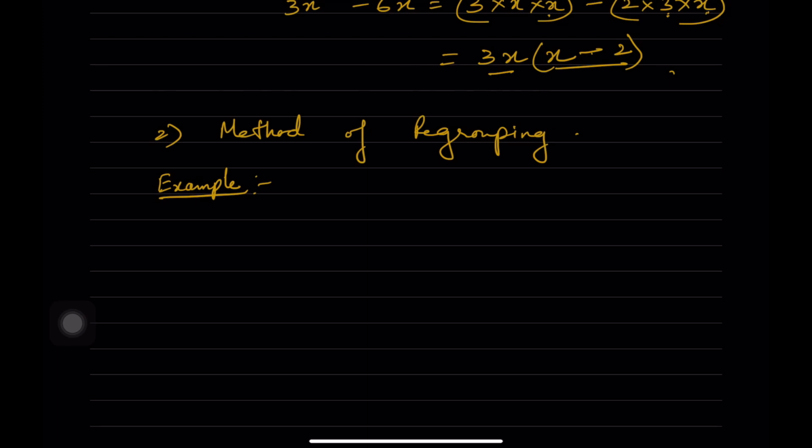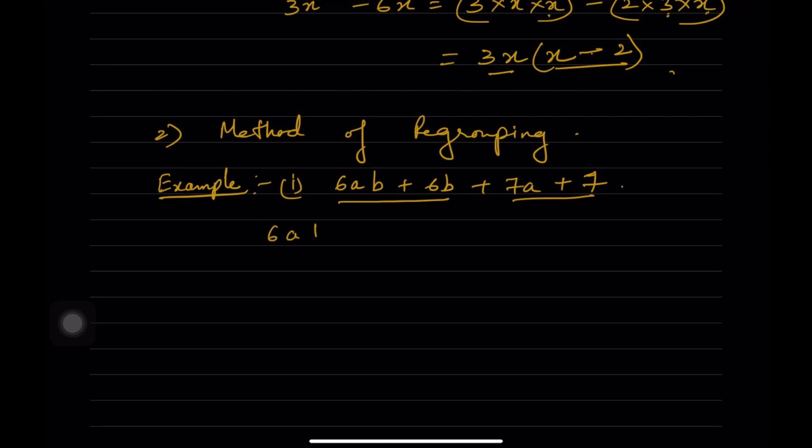Suppose I take the first example as 6ab plus 6b plus 7a plus 7. Now in this whole expression, you cannot take one factor common throughout, because these two have a different common factor and these two have a different common factor. So let's see what that is.